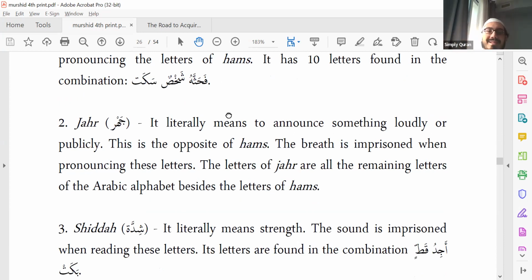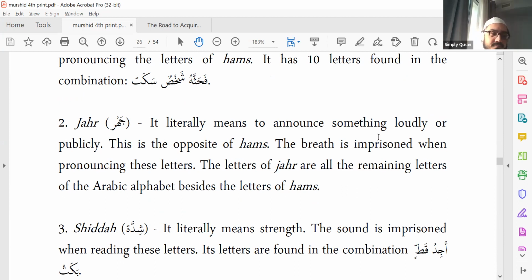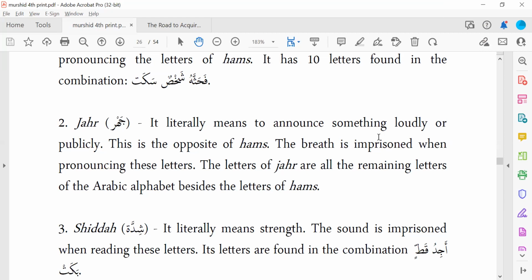For example, let's take the qaf. Same exercise, take the qaf and say aq, aq. Is the breath flowing? Yes or no? No. What about the ta? At, at. Is the breath flowing? No. What about the ba? Ab, ab. You can see the breath stop, right? No. Okay.